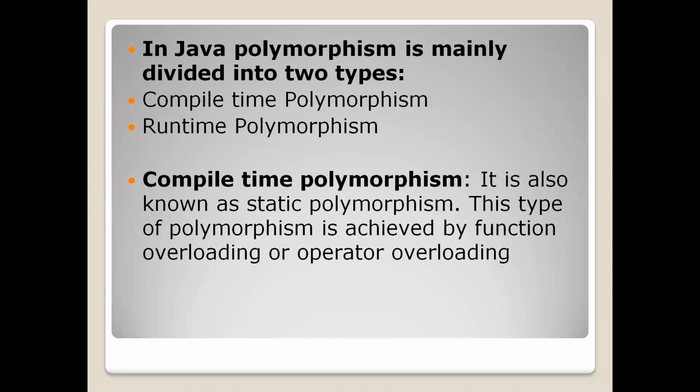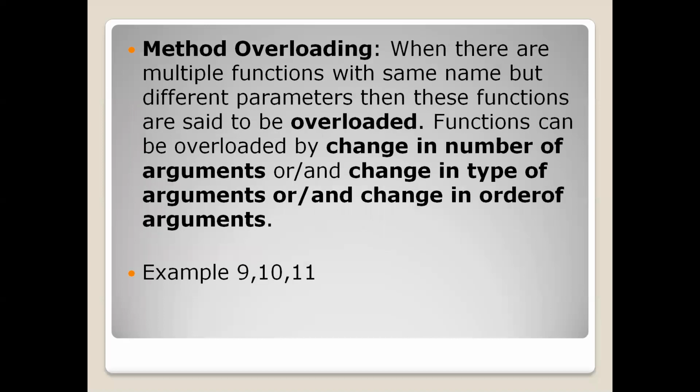So compile time polymorphism is also known as static polymorphism. The example for static polymorphism is function overloading or operator overloading. We are not going to cover operator overloading here. I will show what function overloading is. Let us see the next type of polymorphism, but before going to it, let us see what function overloading is. Function overloading or method overloading is the same. Don't confuse, method overloading is the same as function overloading, right?